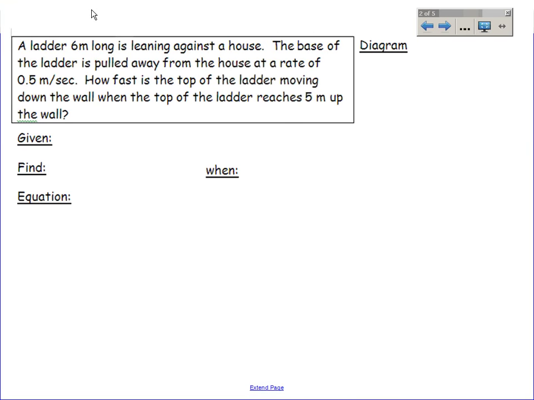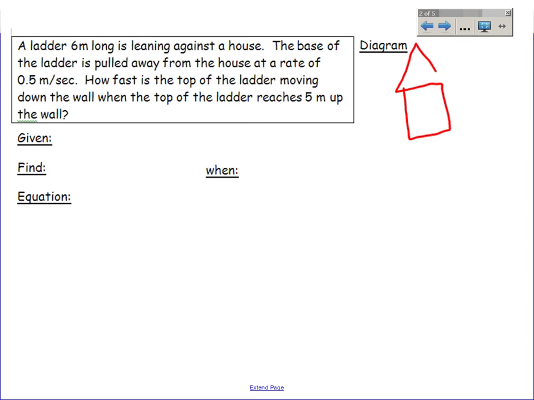This one says we have a ladder that is 6 meters long that is leaning against a house. The base of the ladder is being pulled away from the house at a rate of 0.5 meters per second. How fast is the top of the ladder moving down the wall when the top of the ladder reaches 5 meters up the wall? So to give us an idea of what's going on, we really need to have a diagram in this case. So here's my house.